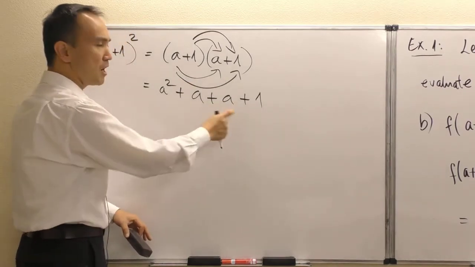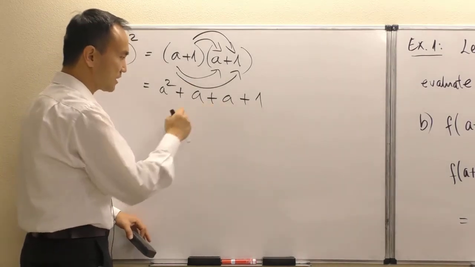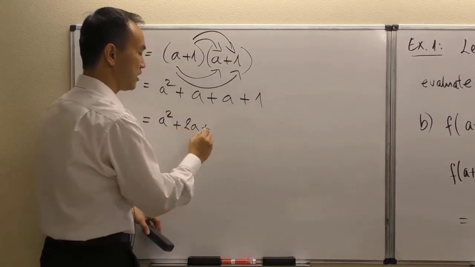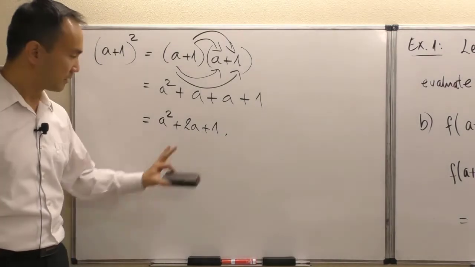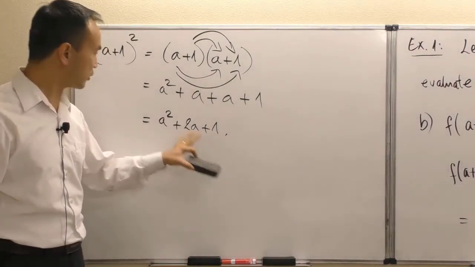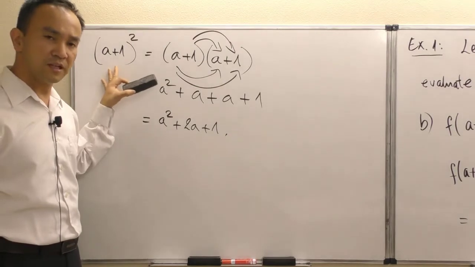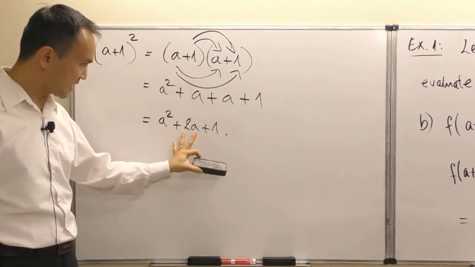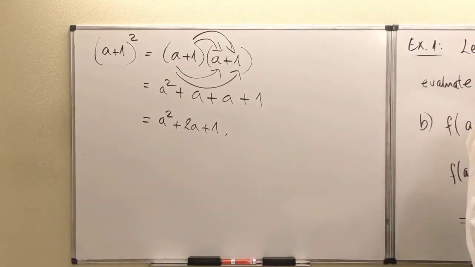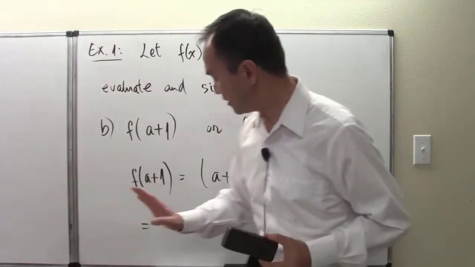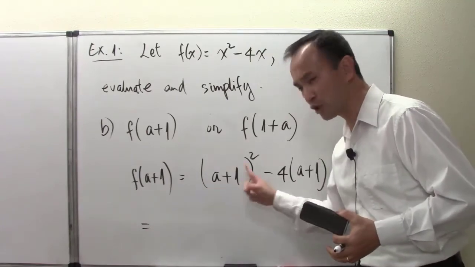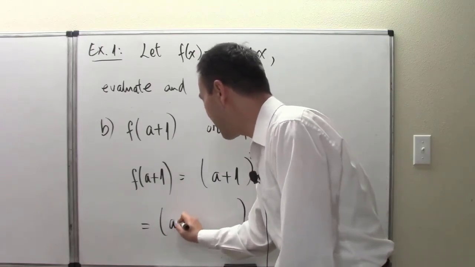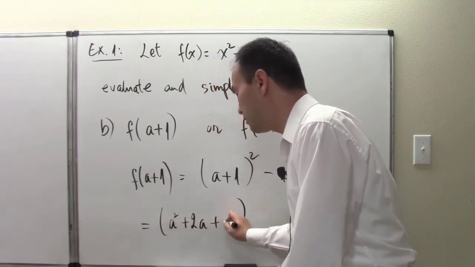And now let's combine like terms. So these two are like terms, and we're looking at a squared plus 2a plus 1. But now notice, all that here is only the final expression of this perfect square, (a + 1)². Now I'm going to bring that back to my current problem right here. So all that (a + 1)² is now regarded as a squared plus 2a plus 1.